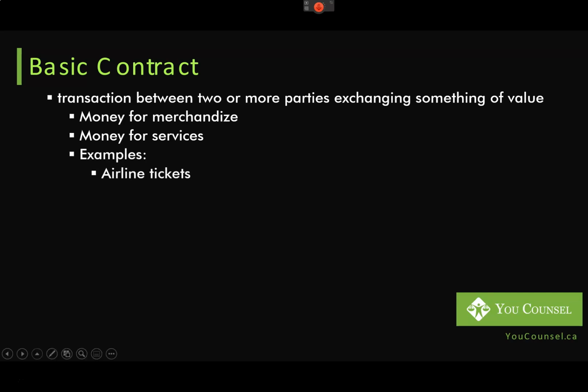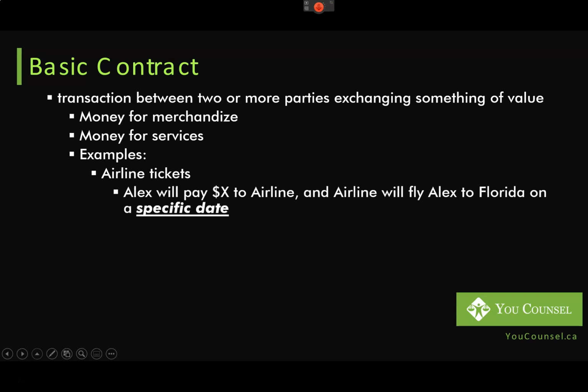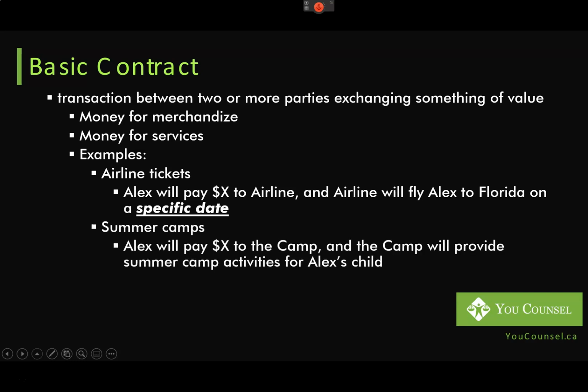In our particular scenario, an airline ticket is a contract. Alex, for example, will pay $500 or a certain amount of dollars to an airline. The airline will fly Alex to Florida on a specific date. That's an example of a contract with an airline. Similarly, with respect to summer camps, Alex will pay X amount of dollars to the camp, and the camp will provide summer camp activity for Alex's child. So these are some examples.